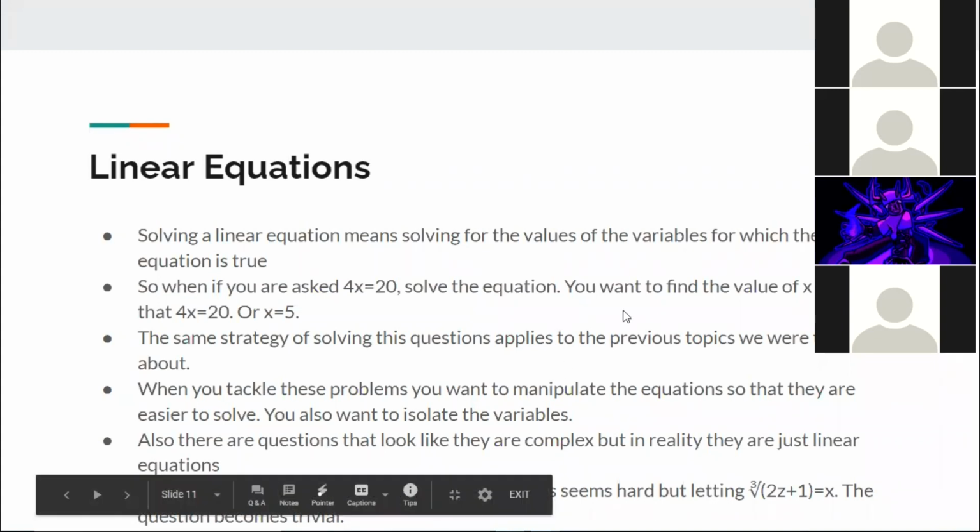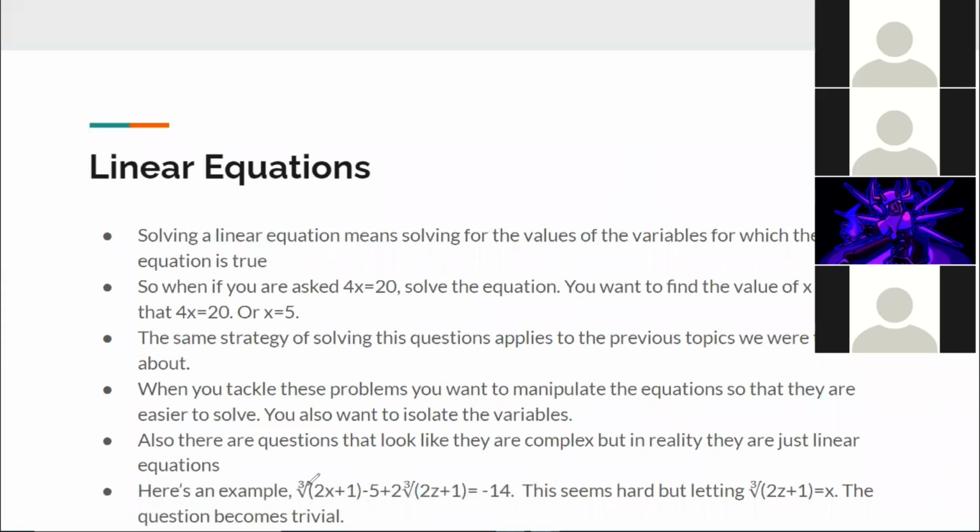Like this question right here. It says the cube root of 2z plus 1, minus 5, plus 2 times the cube root of 2z plus 1 is equal to negative 14. Okay, that's supposed to say 2z plus 1, not 2x plus 1. It seems kind of complicated, but if you set the cube root of 2z plus 1 equal to x, then it basically just becomes x minus 5 plus 2x is equal to negative 14.